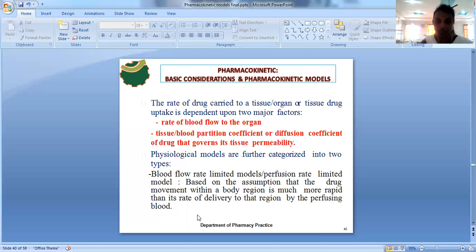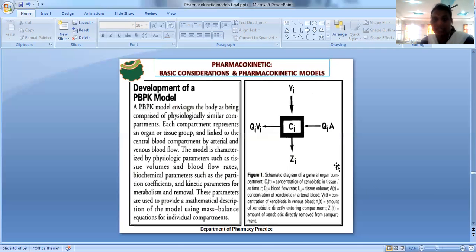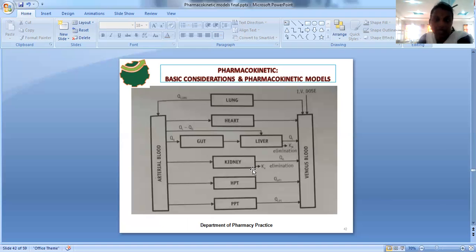Basically, depending upon the physiological model, they are classified into two types. The first one is the blood flow rate limited models, or perfusion rate limited models. The assumption made while building this model is that within the whole body region, wherever there is more perfusion of blood, in that area the rate of drug delivery and rate of drug absorption will be more. This is one of the important assumptions. And this is the physiologically based pharmacokinetic model, or otherwise simply you can say physiological models.